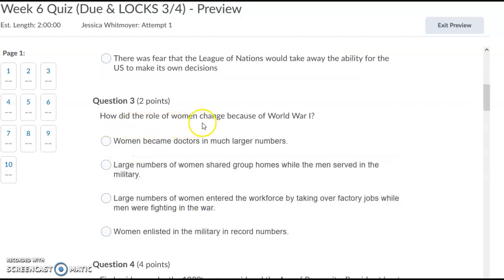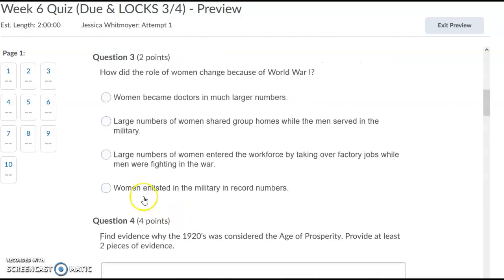Question 3. How did the role of women change because of World War I? Women became doctors in much larger numbers. Large numbers of women shared group homes while men served in the military. Large numbers of women entered the workforce by taking over factory jobs while men were fighting in the war. Women enlisted in the military in record numbers.